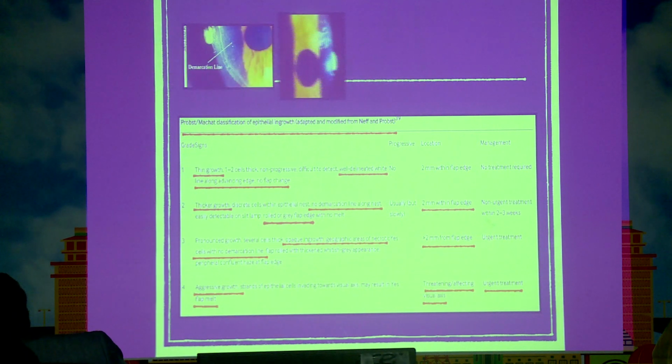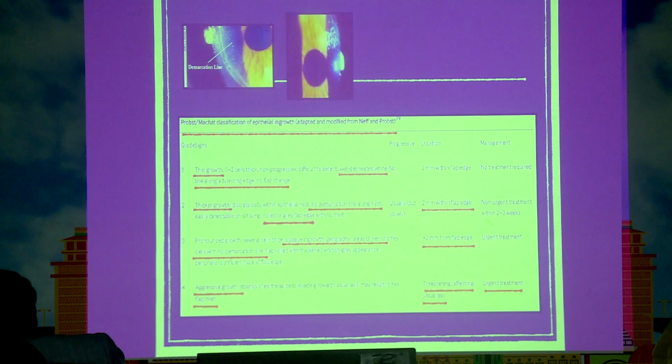In grade 2, there is a thicker growth. No demarcation line is there along the nest, and they may have a rolled or gray flap edge with no melt. Usually no urgent treatment is required. However, the patient may need it within 2 to 3 weeks.